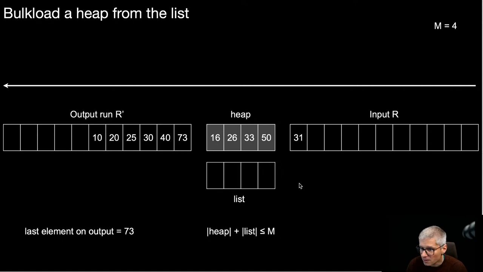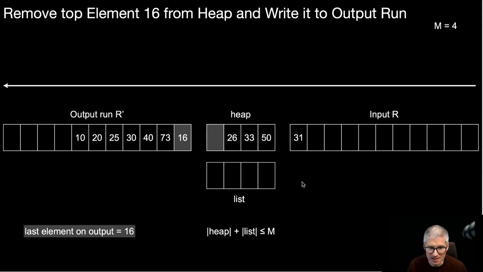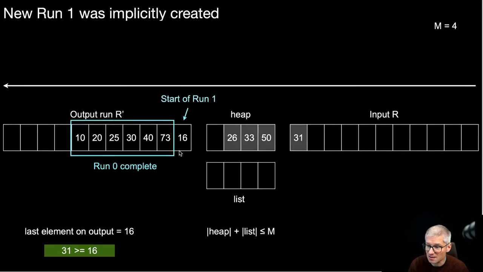Again, removing the top element from my heap. That's 16. I remove 16, and now you see, there's a gap, right? This is ascending here from 10 to 73, but 16 is like a new value. So what this means is I logically start a new run. This run is now complete, run zero. You see in this example already, this is 6 elements, even though I only had 4 elements in main memory available. So it's longer than the available main memory in this case.